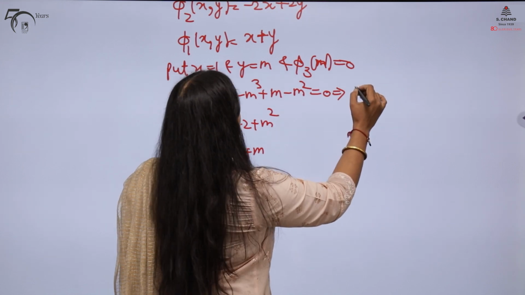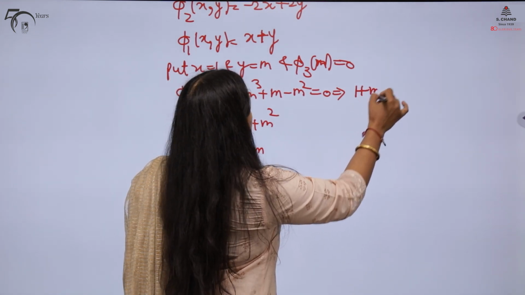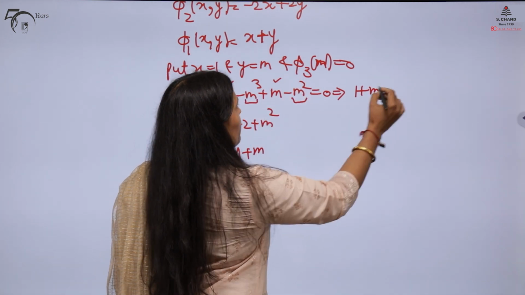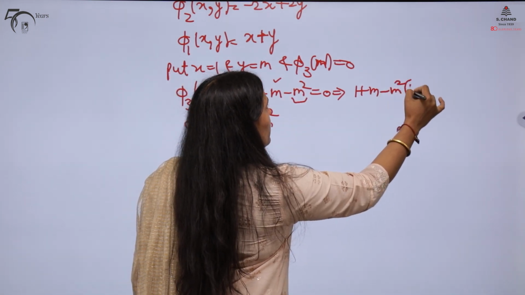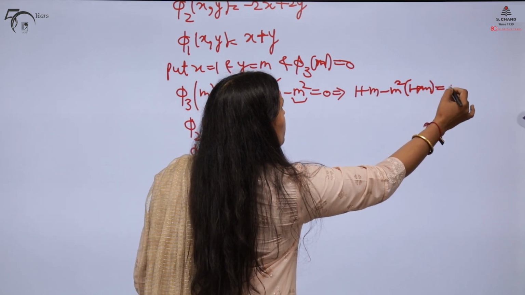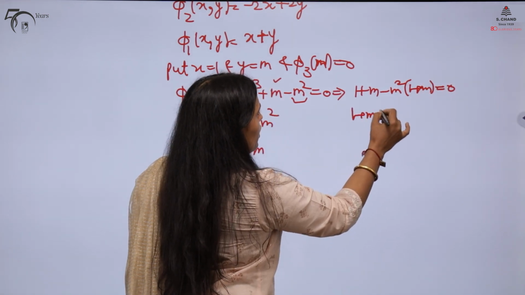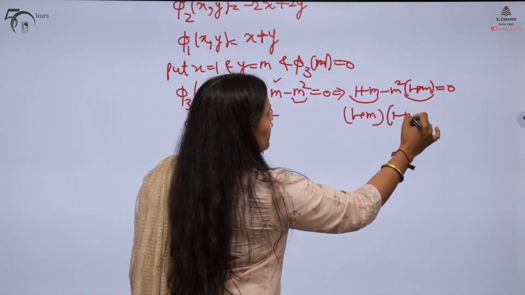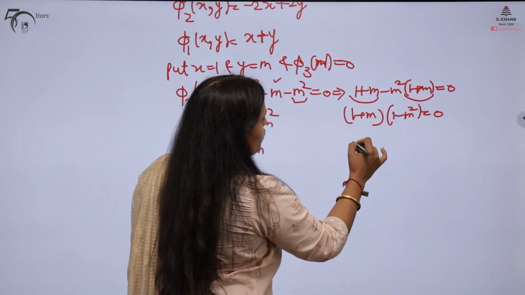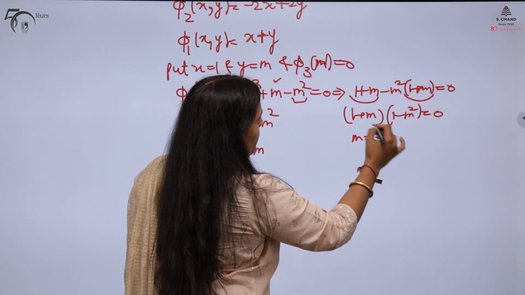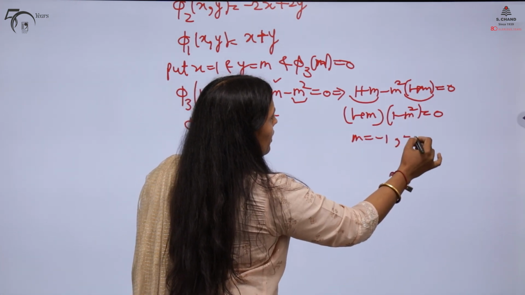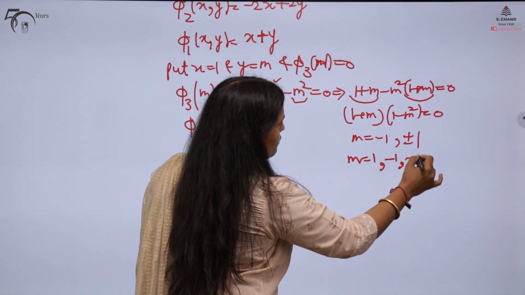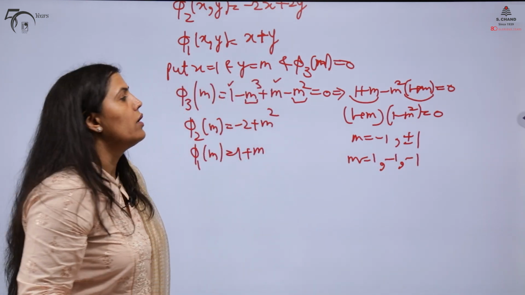So I am combining 1 minus m cube and taking m square minus m square common. You will be left with 1 plus m equal to 0, and throughout 1 plus m is common, so take it outside, leaving 1 minus m square. What values of m are you getting? Minus 1, and from here plus or minus 1. So it means 1 is not repeating but minus 1 is repeating, and it is repeating twice.